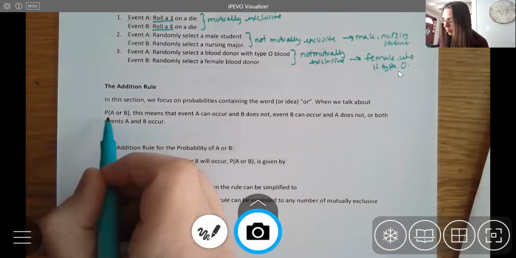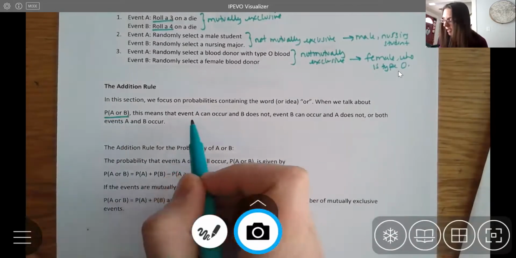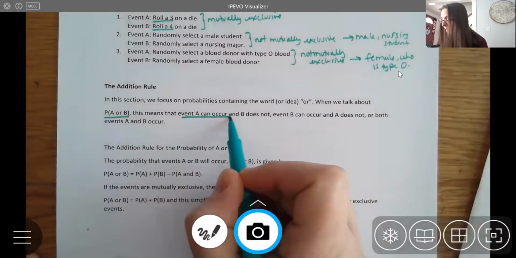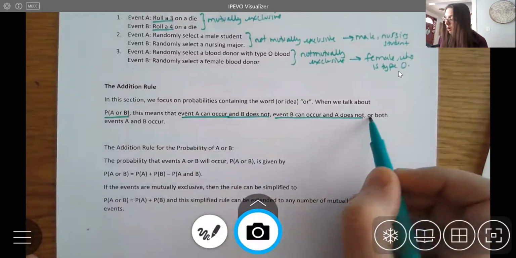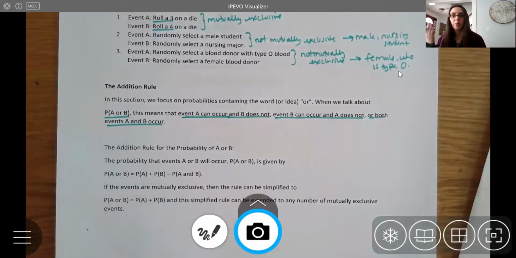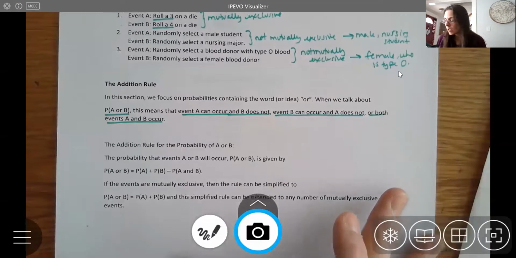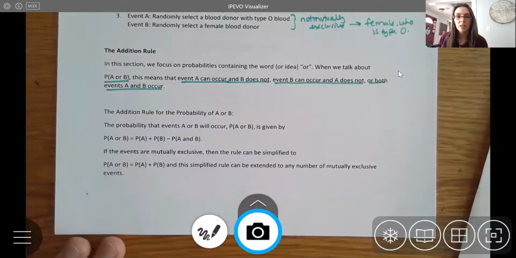When we say something like P of A or B, the probability of A or B, this means that event A can occur and B does not occur. Event B can occur and A does not occur, or both events occur, right? As long as one or the other occurs, then we're counting that as a sort of win. So event A could occur, event B could occur, or both can occur. As long as one of those is occurring, then it counts. This probability actually is affected though based on if the events are mutually exclusive or not.